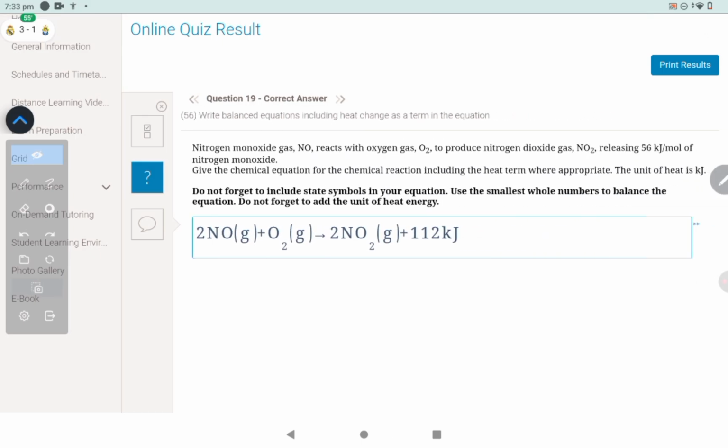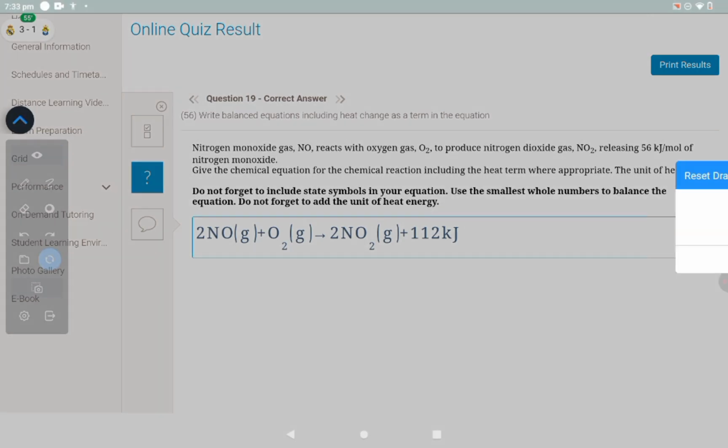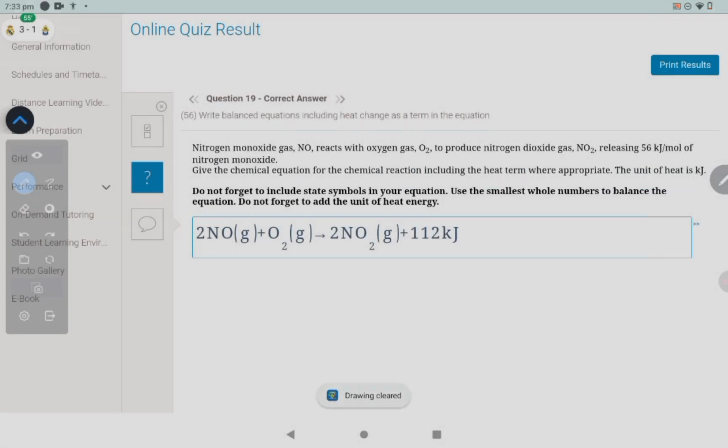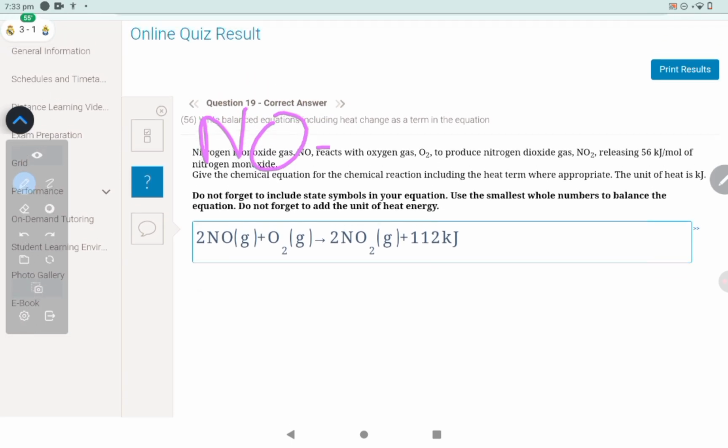19. Okay, this one is balancing along with heat. I'm going to start from scratch. NO reacts with oxygen gas.